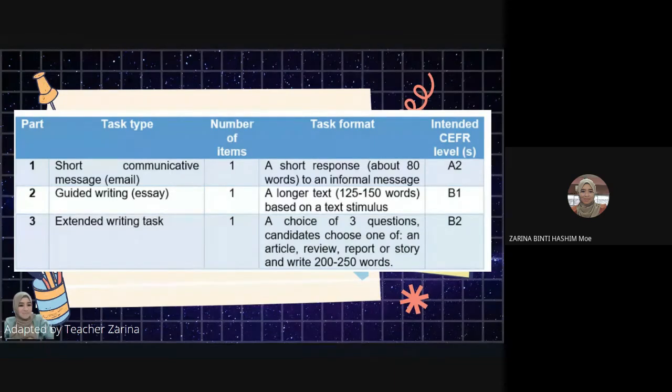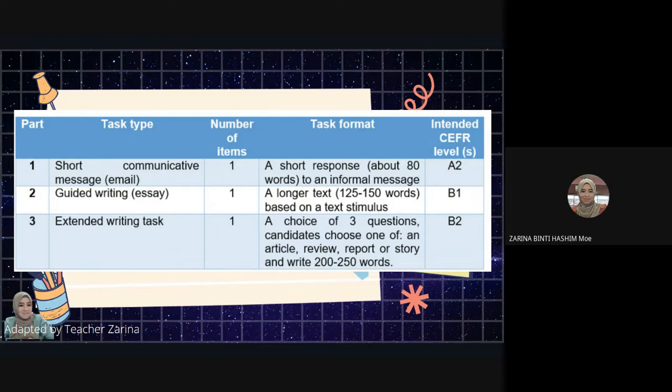So part one will be on short communicating message, which is email. The number of questions asked is only one. You have no choice, and you have to write about 80 words to an informal message. The level intended is A2, which is the low, not to say the lowest, the second lowest level.